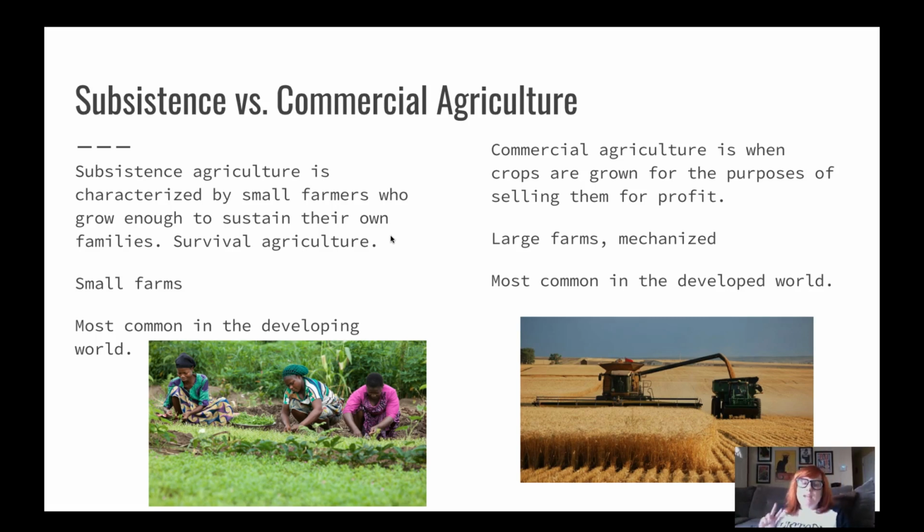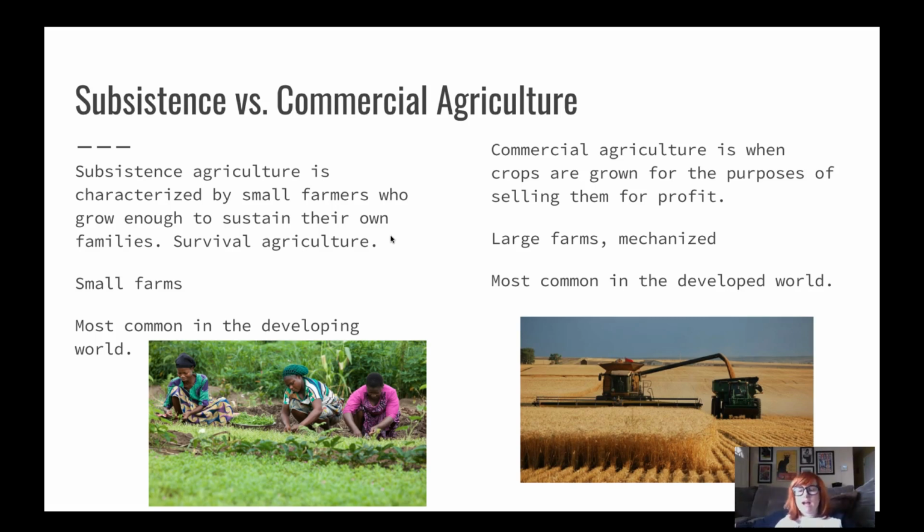Okay, so there's two types of agriculture modern day. There's subsistence agriculture and there is commercial agriculture. Subsistence agriculture is characterized by small farmers that basically grow food for their families, so it's enough for them to survive. They're not selling it. They're not using it to trade with other people. They need to eat and they grow it, and that's what they grow it for. So this is more common in developing countries. If you think back to the map where we looked at different caloric intakes around the world, those that have very small caloric intakes mostly are subsistence agriculture locations.